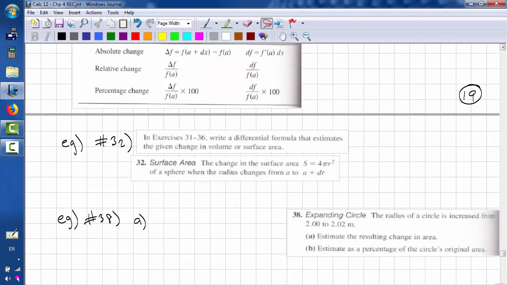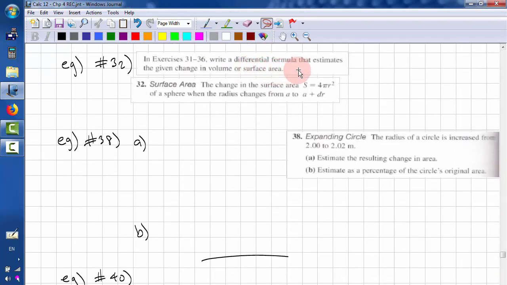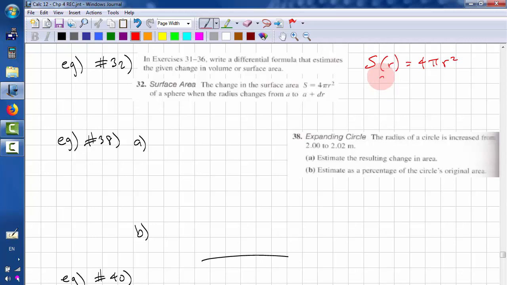Okay, let's look at some examples. Write a differential formula that states the given change in volume or surface area. Okay, so we have the surface area of a sphere, 4 pi r squared, when the radius changes from a to a plus dr. It's best to think of this as S of r equals 4 pi r squared. So we have dS/dr equals 4 pi times 2r. So dS equals 8 pi r dr. Okay, that's all we have to do. The change in S is related to 8 pi r times the change in r.